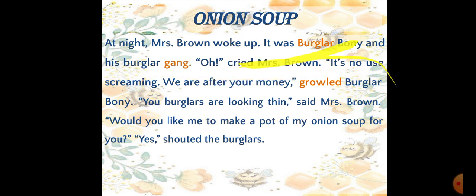So here you can look at gang, burglar, growl. These are red because there may be some important information in them. That's why they are red. So let's take another look. Let's read it twice.